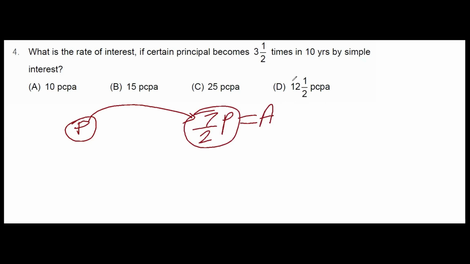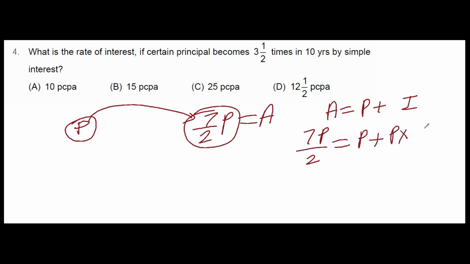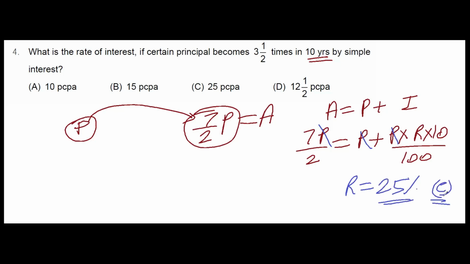So I'm going to apply the formula. Amount is equal to principal plus I. Your amount over here is 7 by 2 P, and this is P, and interest I am going to write as P into R, and n is your 10 years, upon 100. Now when I solve this, first this P and P I can cancel, and then when I solve this, I will get the rate as 25%. So C will be the answer for this. Calculation part you can do on your own.